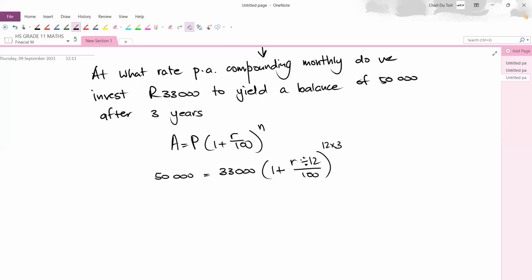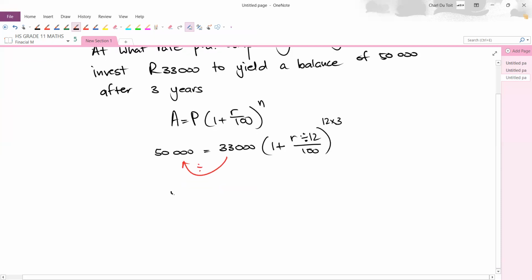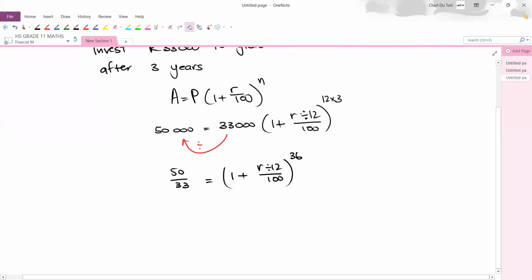So now, very important. First step I'm going to do, I'm going to divide this underneath the 50,000. And that will give her a fraction, and you leave it as a fraction. So that's 50 over 33. And that is 1 plus R divided by 12 over 100 to the power of 36. Okay, so you understand that step. Yes, sir. Now we want to get rid of that 36 power. And that means we're just going to take the root of 36 on both sides.